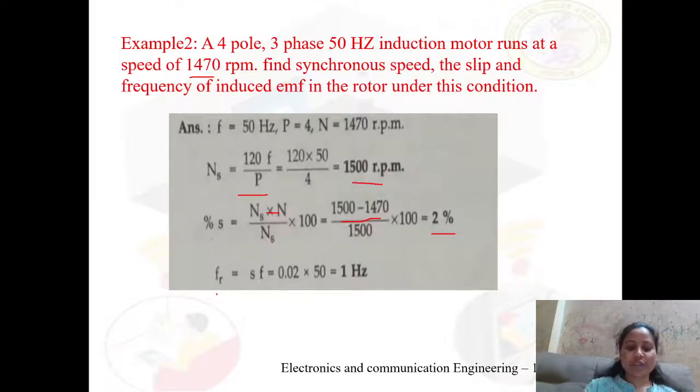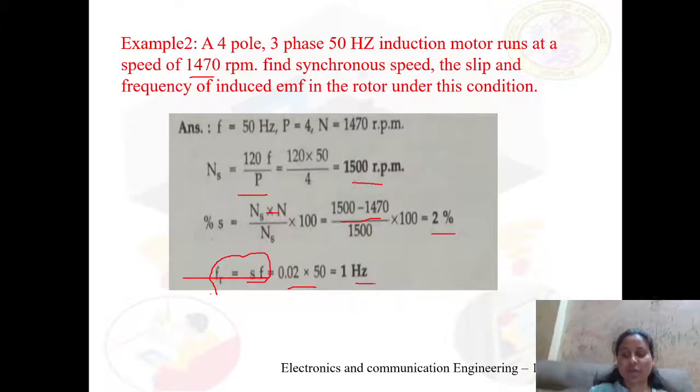So we know the relationship between the frequency of the rotor and slip and the supply frequency as fr or f dash is equal to s times f. So here f dash is the frequency of the rotor, which can be calculated as the slip times the supply frequency. The value of slip is 2%, so let us take it as 0.02 and multiply that with the supply frequency, which is 50, which will give us 1 Hertz as the frequency of rotor.